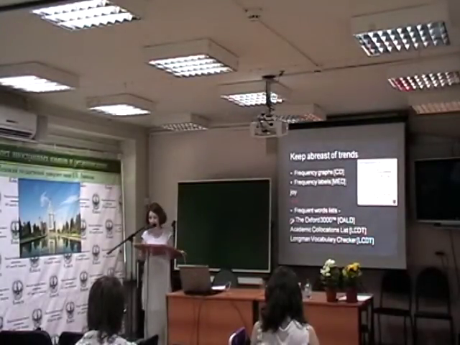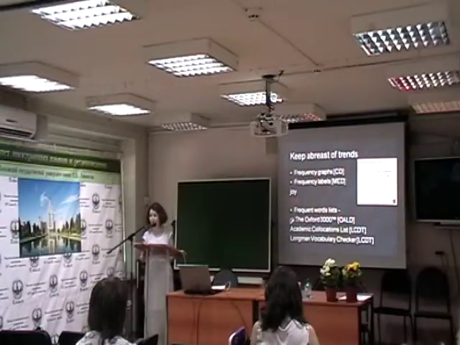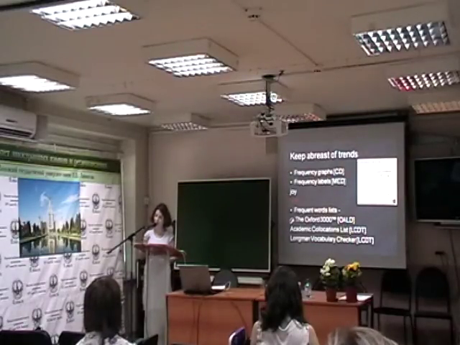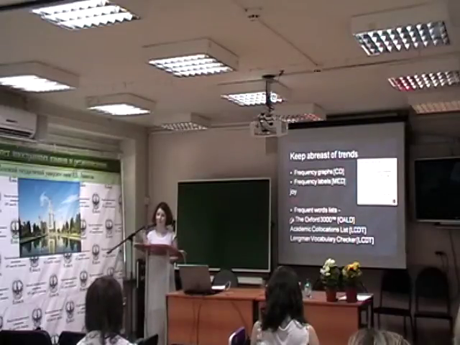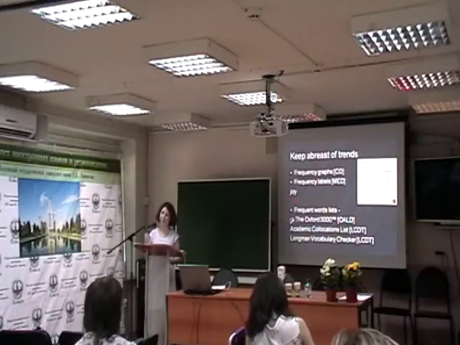So electronic dictionaries enable us to keep abreast of trends. How do they do that? They provide information on frequency. So we have frequency graphs in Collins dictionaries online. For example, we have the graph devoted to the word yet, whose frequency changes are shown throughout several years. So we can see how popular it was in 2002 and so on and so forth, and see the dynamics.